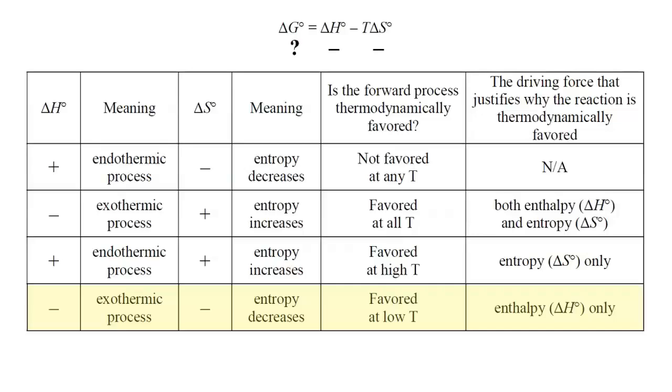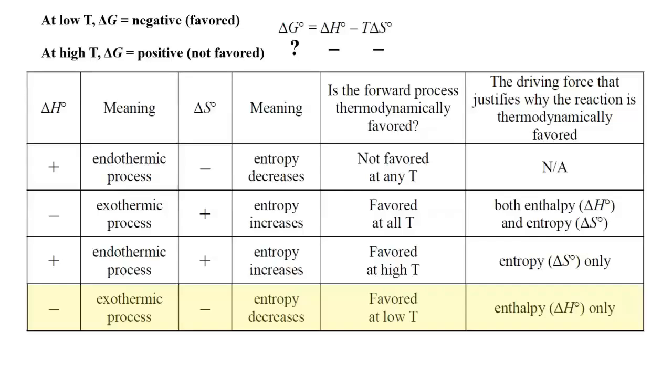What's the sign of delta G? Well, it depends on the temperature again. So if there is a low temperature, then delta G should be negative and the process should be favored. But if the temperature is high, then the sign of delta G would be positive and the process would not be favored. So if it does occur, it's going to be driven by enthalpy only. A negative delta S cannot be a driving force, but only this negative delta H would be the driving force.